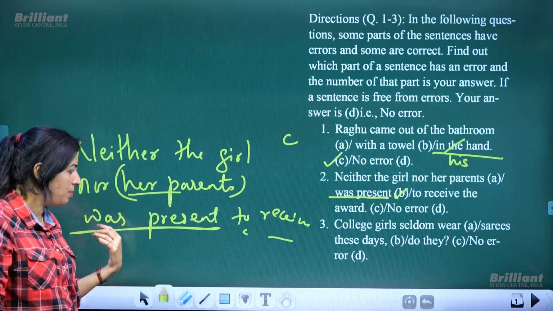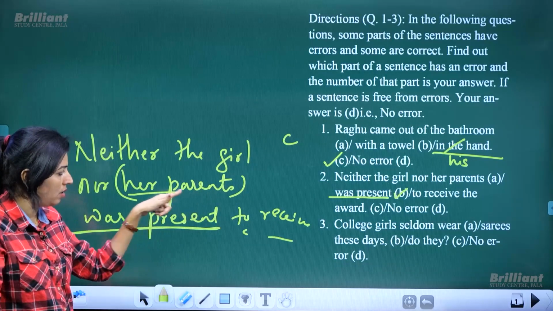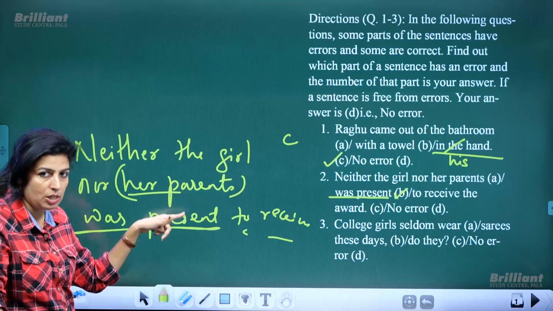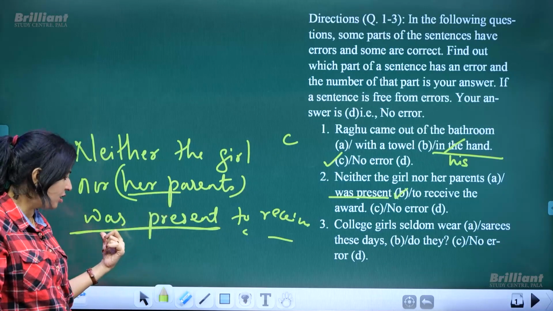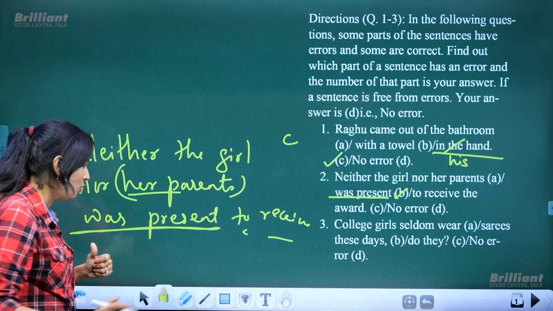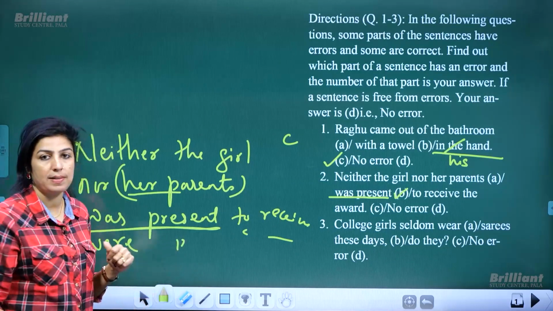Just before, right before, was present. And what is the form of this subject? Is it singular or plural? It's plural. That means this should be were present, not was present. It should be were present, not was present.